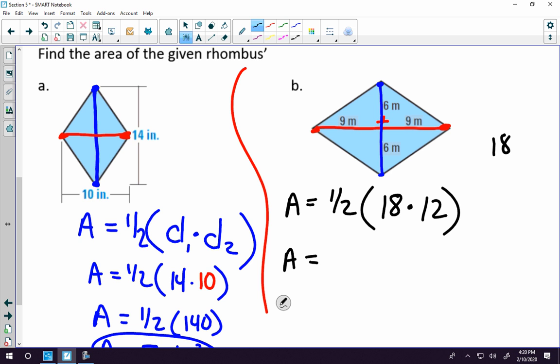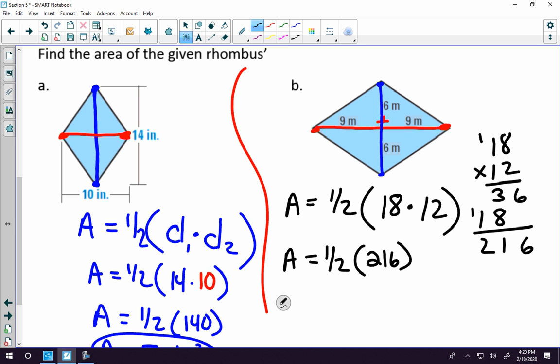So off to the side, I got to do a little work here. 18 times 12: 8 times 2 is 16, carry the 1. 2 times 1 is 2, plus 1 is 3. 1 times 8 is 8. 1 times 1 is 1. We got 6. 8 plus 3 is 11. Carry the 1, 2, 16. So the space inside of this rhombus is 1/2 of 216. So the material needed to make this kite would be 108 square meters. 108 square meters there.